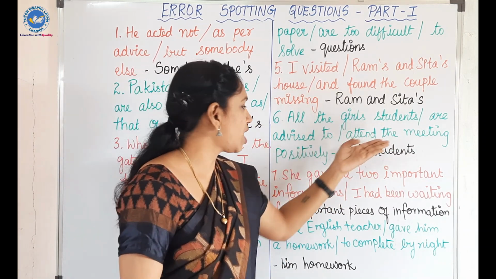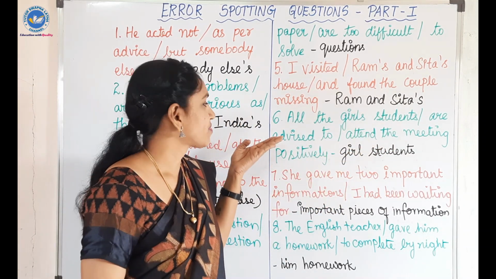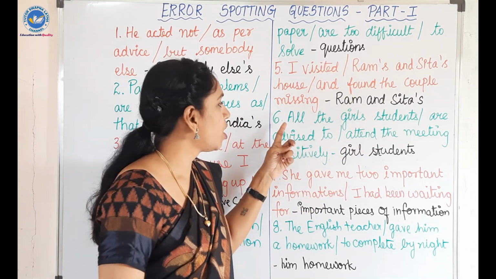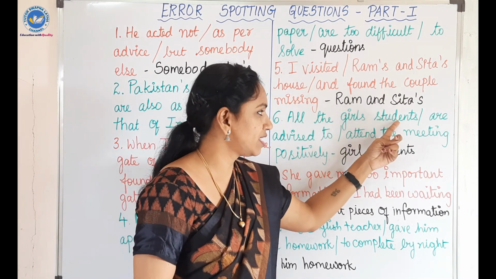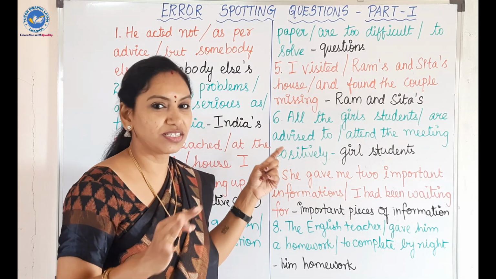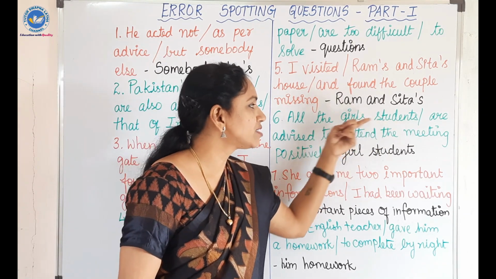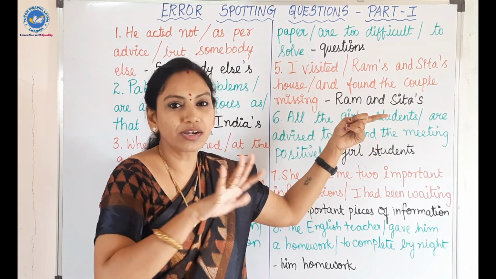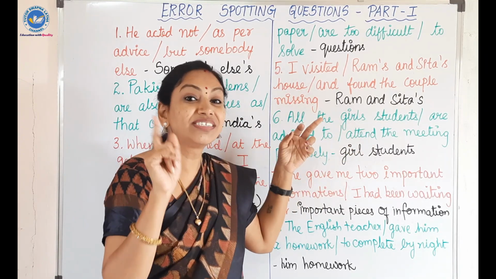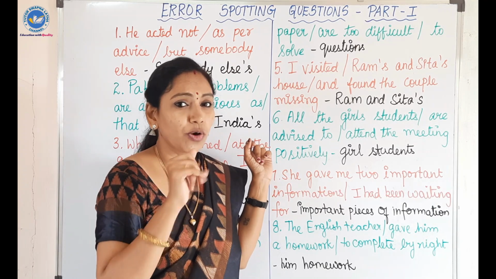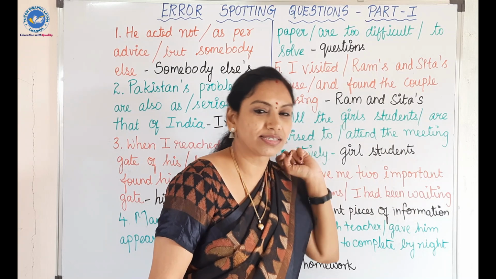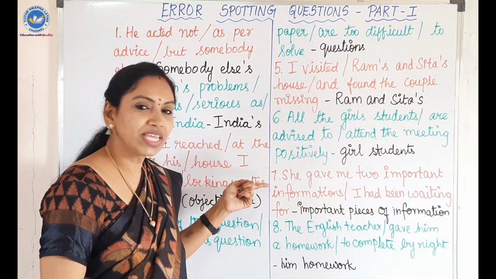Are advised to attend the meeting positively. Okay friends, again I'll repeat for you. All the girl students are advised to attend the meeting positively. Girls students, both are nouns, plural cannot come next to next. So I am removing S for the gender of a noun, that is girls. Okay friends, girl students.